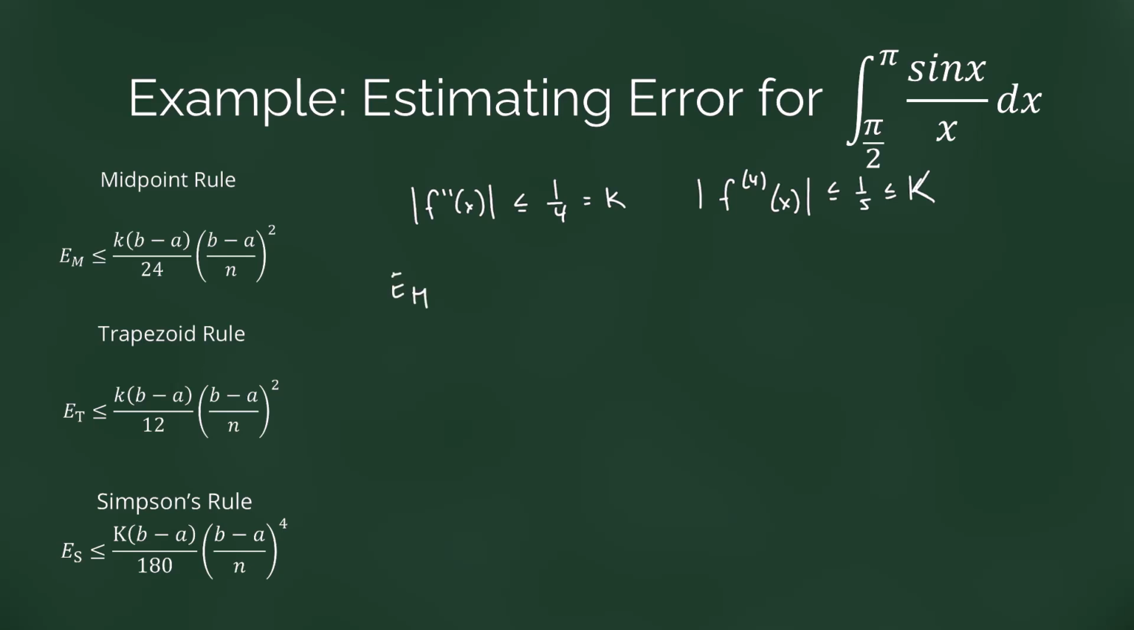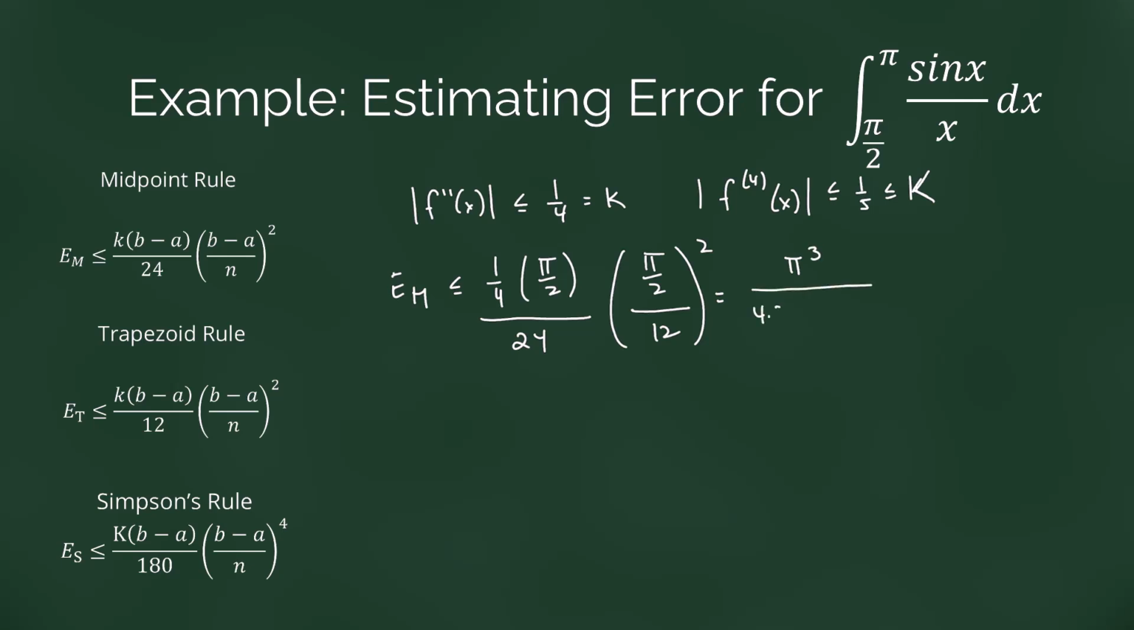So for our midpoint, the error is going to be less than or equal to our k value, which is 1/4, times b minus a. So that's pi minus pi over 2, which is pi over 2, all over 24. And then we have pi over 2 over n, which was 12 in this case, and we're squaring that. We can do a little bit of simplification on that fraction. It's not going to get us terribly far. We're going to end up with pi to the third in the numerator, and in the denominator we have 4 and 2 and 24 and another 4 from the 2 squared and a 12 squared as well.